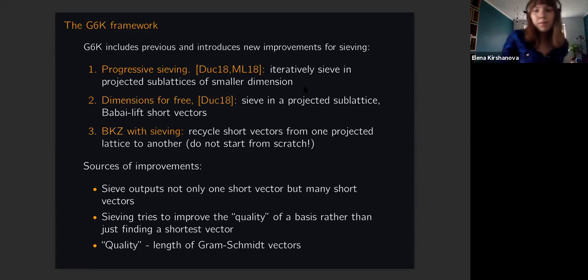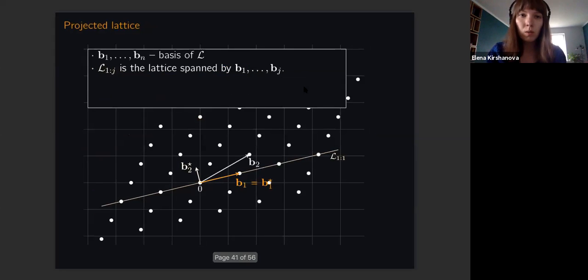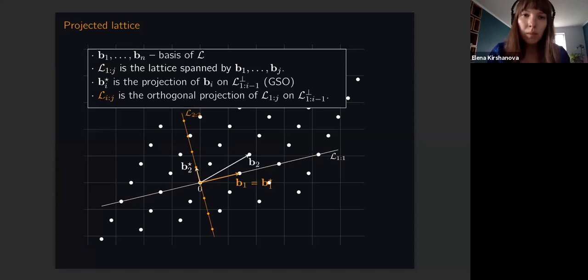Cool. Right. So let me tell you a bit more in detail about the first three: progressive sieving, dimensions for free, and BKZ. For that, I just need to make sure you understand my notation of the projected lattice. Returning to my GSO picture, I will denote by L_{i,j} the orthogonal projection of the lattice generated by the first j vectors, orthogonally to the subspace spanned by the first i minus 1 vectors. So for example, this will be L_2, and L_{i,j} should be thought of as a lattice of rank j minus i plus 1.